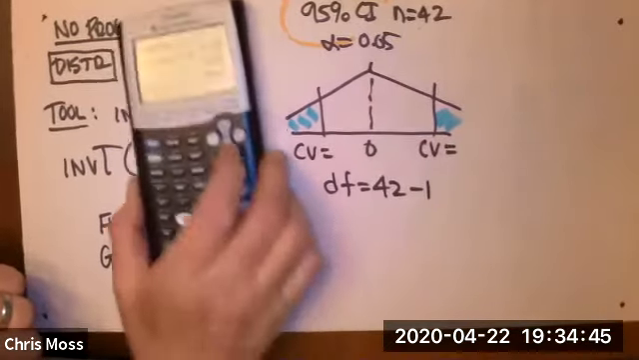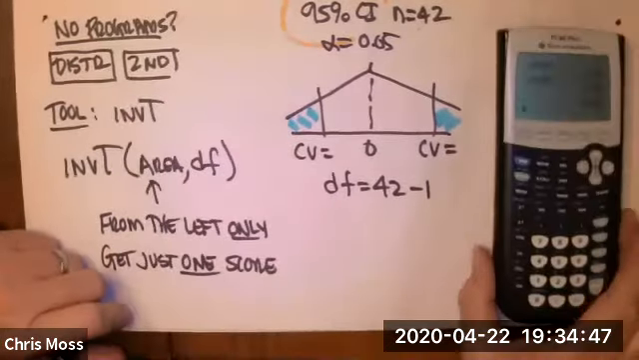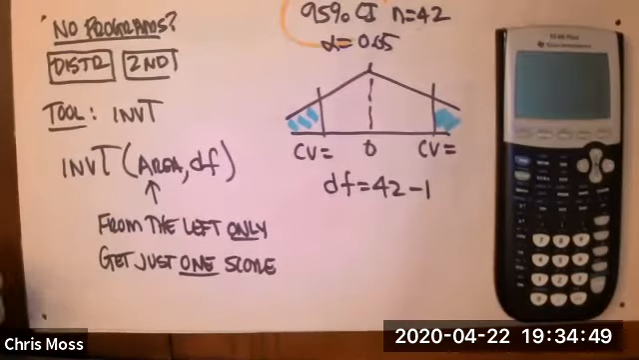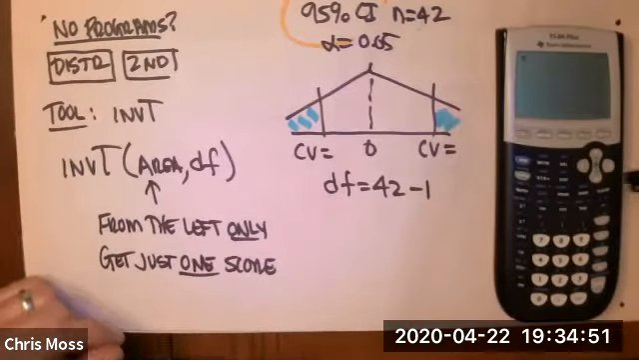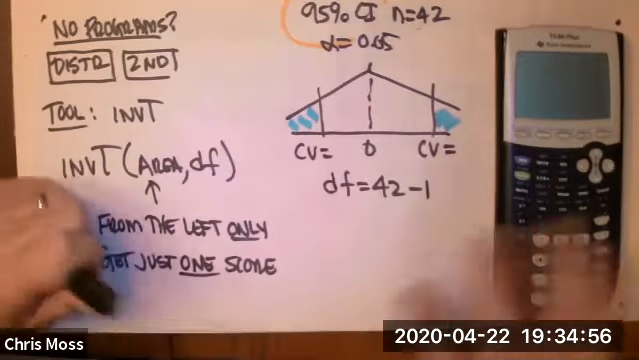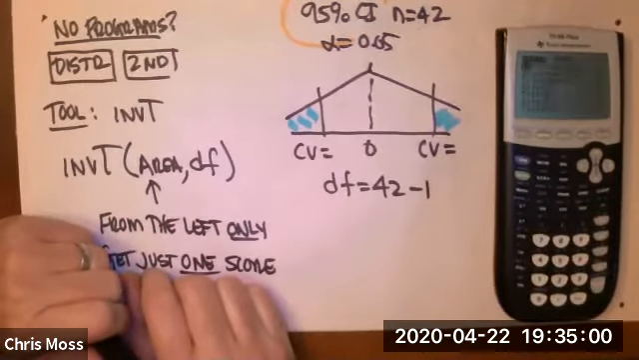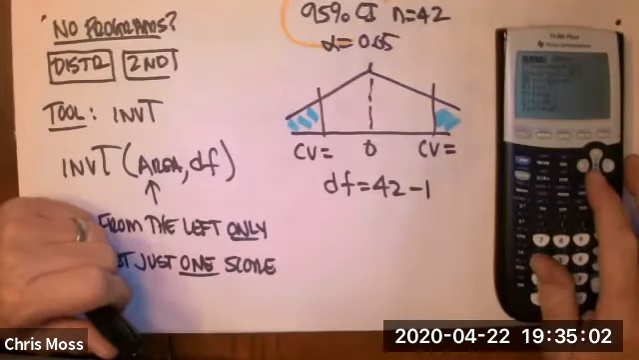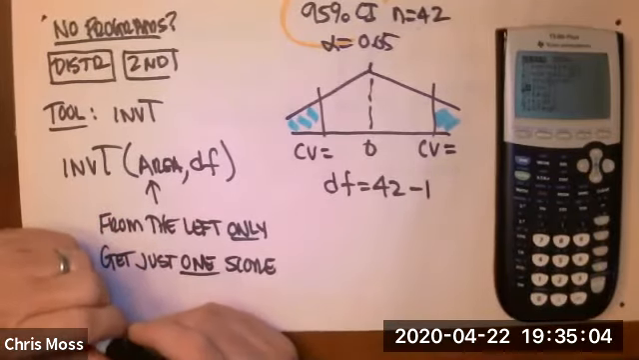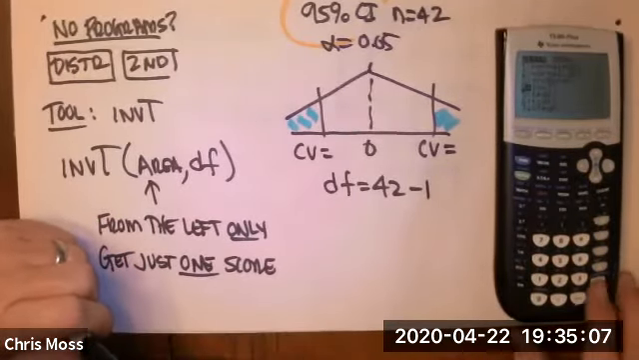Now, let me get my calculator. The distribution key is right there, right up above the vars key. So I'll hit second, followed by the vars key. And this shows me my distributions. My inverse T tool is right there. In it goes.